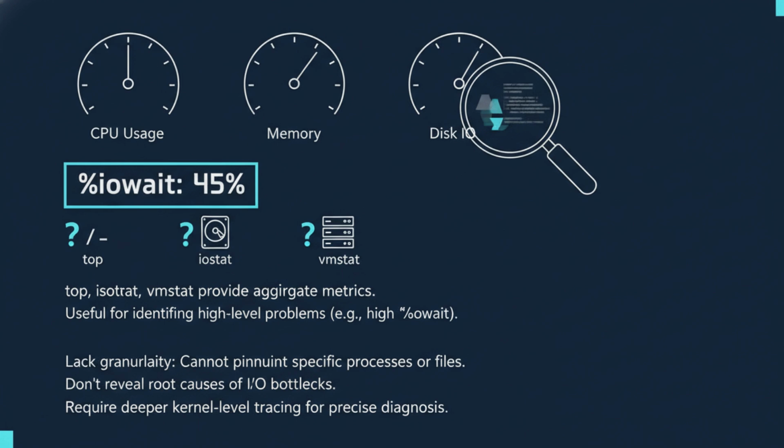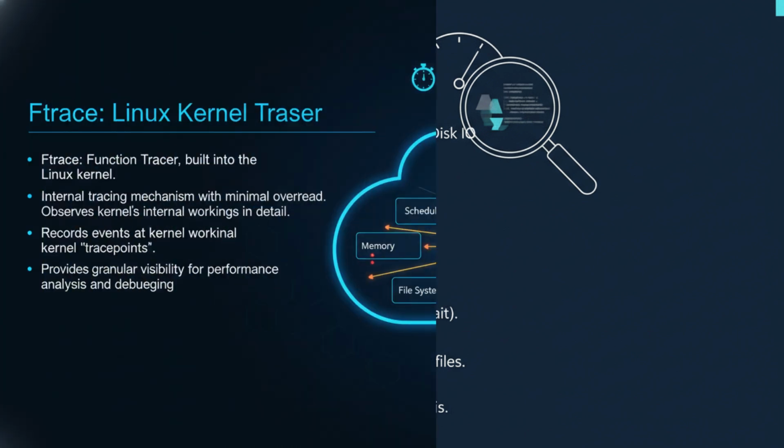They function much like a car's dashboard. They tell you if the engine is overheating, but not which specific component, like a faulty sensor or a clogged fuel injector, is causing it. To truly understand and diagnose the root cause of high I/O wait, we need more sophisticated, high-resolution tracing tools that can peer directly into the kernel's operations and trace individual I/O requests from their initiation to completion. This is where tools like Ftrace become indispensable.